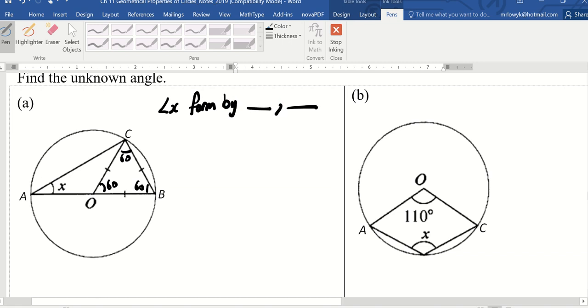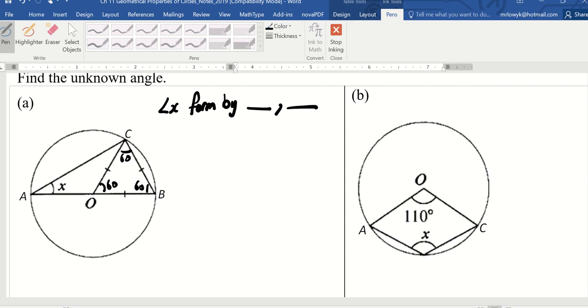B and C. Who doesn't understand? Angle X is formed by B and C. Now, can you tell me, B and C will form one more angle? O. Therefore, this angle is 2 times of this angle. X is 30.